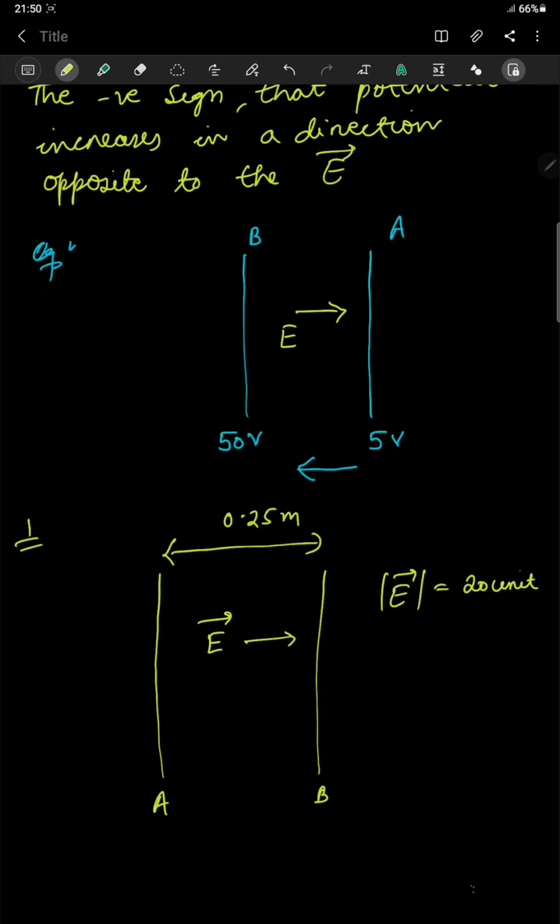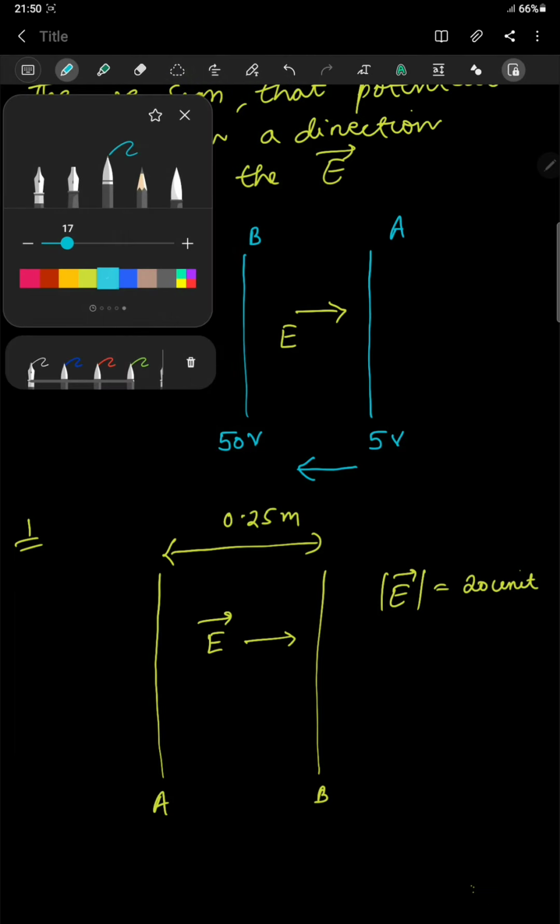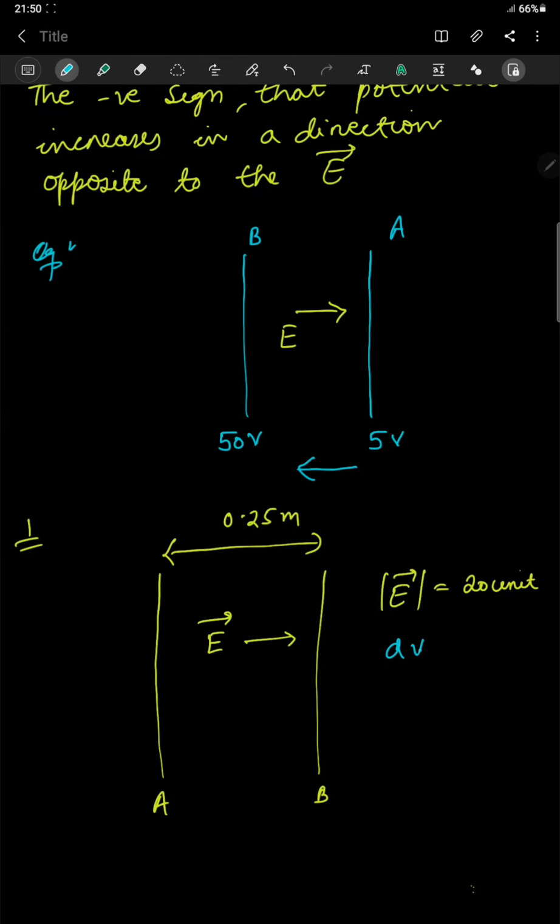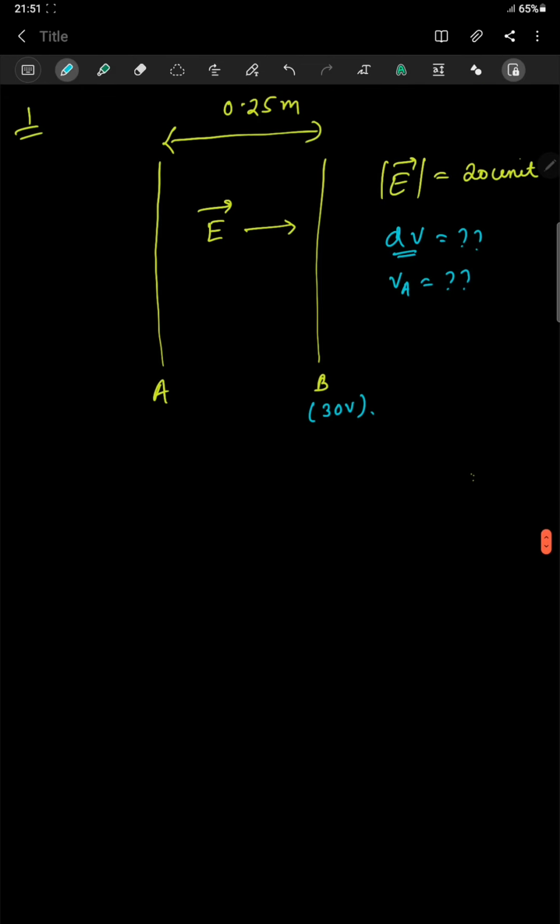Okay, now what is it asking? The question is, what will be your dV? And what should be the direction? Moreover, it is also given that plate B has a potential of 30 volt. Okay, so it is asking what is your dV and what is the potential at A. These are the two things which you have to find out. Okay, this is a very common question.